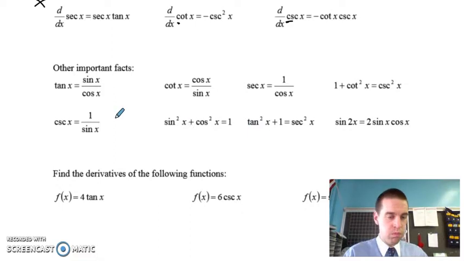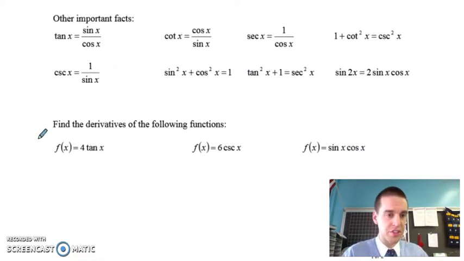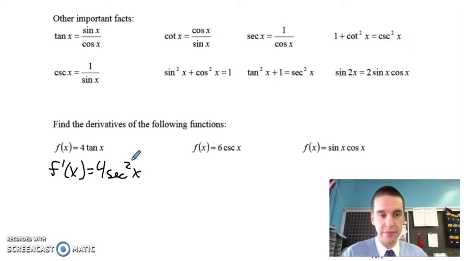Find the derivative of 4 tan x. Remember that the 4 is a constant, so that can just stay. 4, the derivative of tan x is secant squared x. And you're done. That's it.